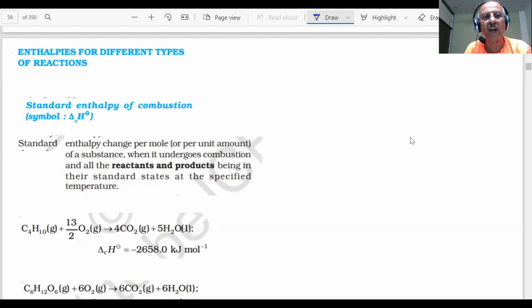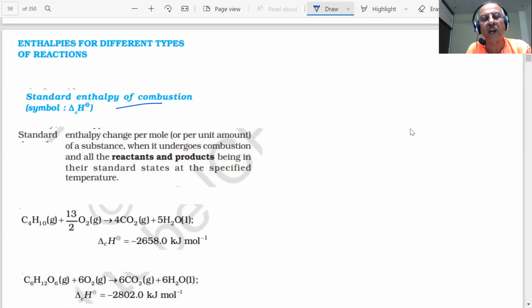We studied last time enthalpy of combustion. What is enthalpy of combustion, students? Can you tell me what is enthalpy of combustion? What do you mean by enthalpy of combustion, students?